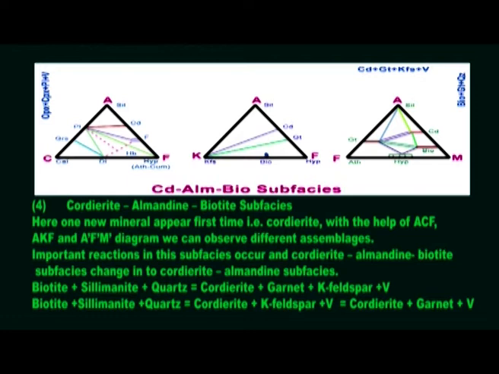Biotite plus sillimanite plus quartz give rise to cordierite plus garnet plus potash feldspar plus water. Another reaction is biotite plus sillimanite plus quartz give rise to cordierite plus potash feldspar plus water. And another reaction product is cordierite plus garnet plus water.